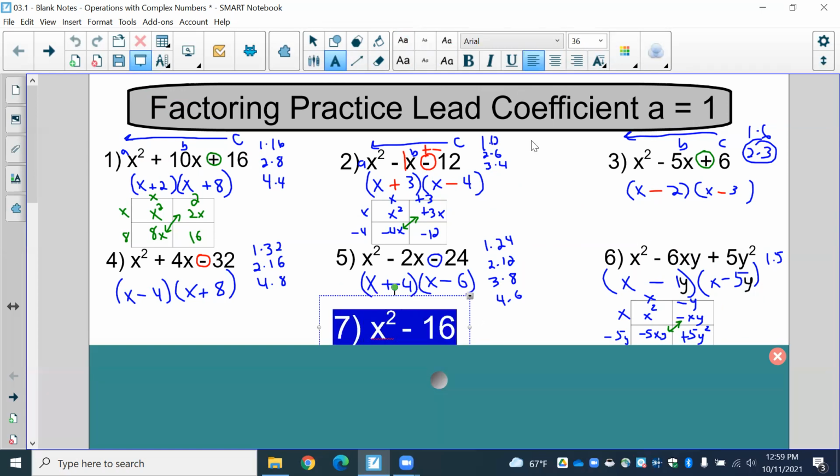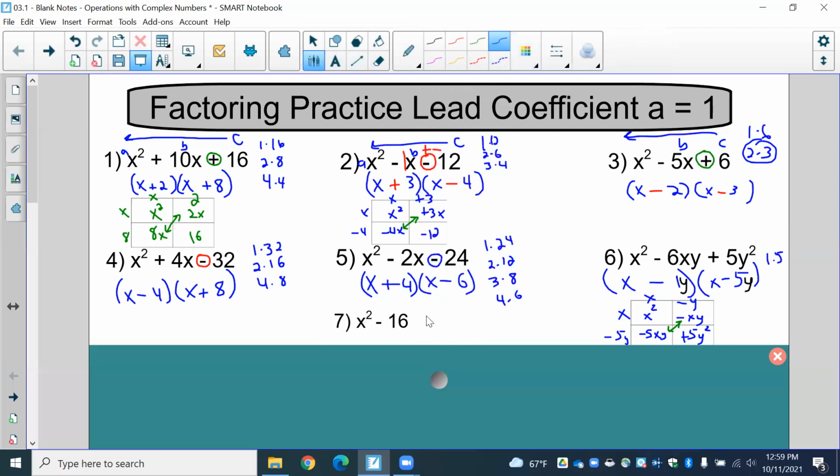Okay, so when you think about it like that, the question now becomes, okay, what factors of 16, again, start in elementary school. So factors of 16 are 1 times 16, 2 times 8, and 4 times 4. Well, which of these will subtract to give me nothing? That'd be x plus 4, x minus 4. And that is known as the difference of squares.